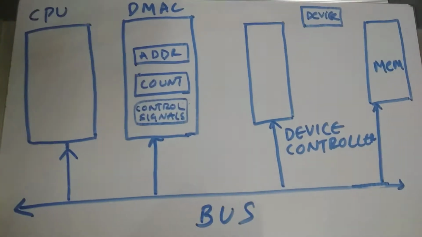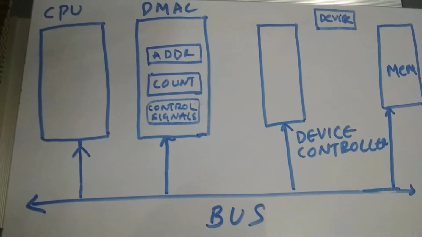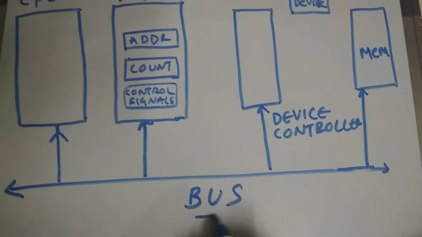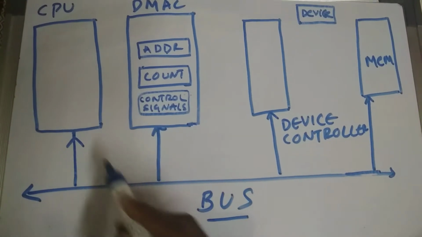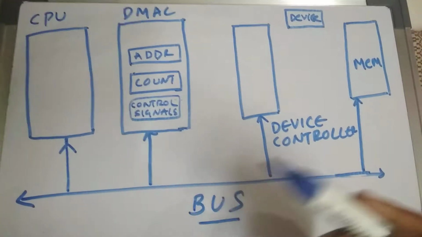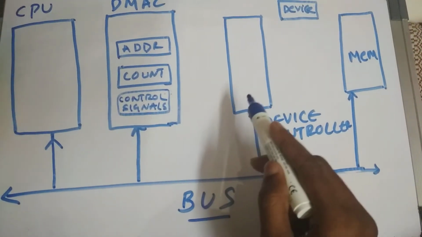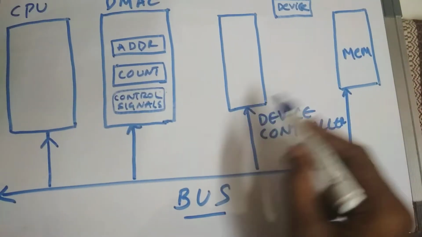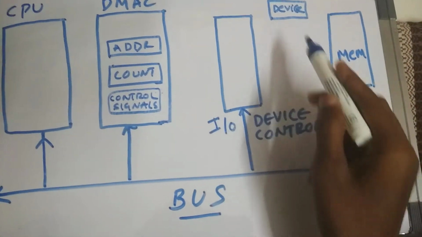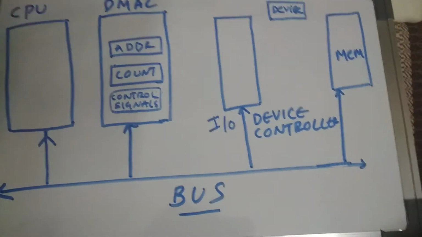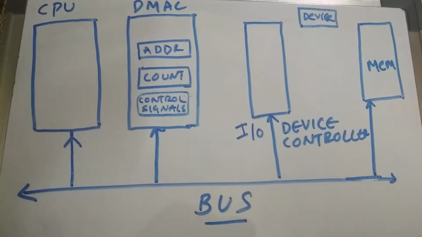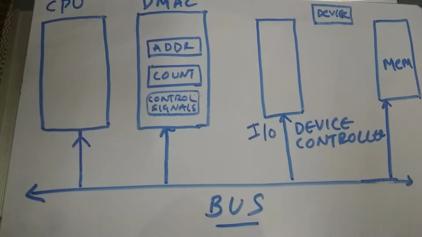So guys, this is how a DMA, CPU, device controller and memory are connected to a bus. This is the CPU, this is the DMA controller, which is a processor which will allow the transfers between the IO and the memory. This is an IO controller, okay? This is our device which will give the data from the external world, okay? So now let's go into the operations.